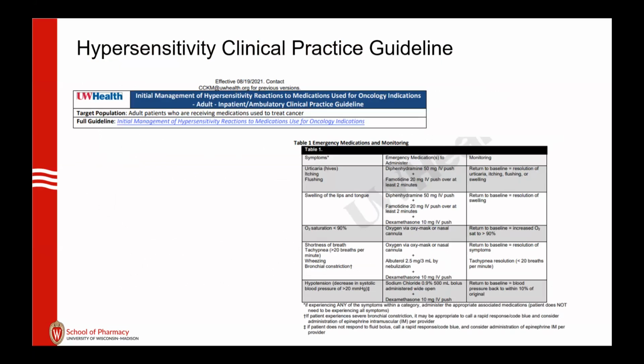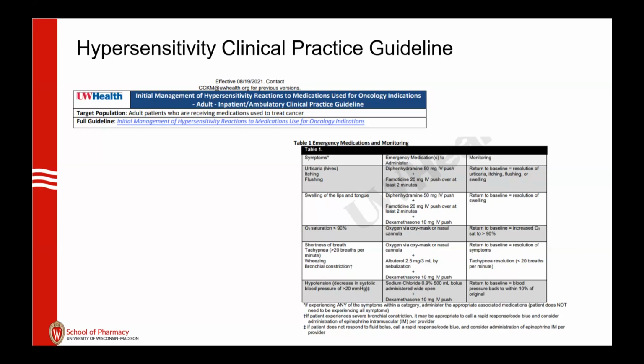So we do have a clinical practice guideline, and then the table one is something to really kind of keep handy. Generally it works very well. Once in a while, you'll have a symptom show up that's not on here, but these are by far the most common symptoms. And so for hives, you'd want to do Benadryl and famotidine. You wouldn't necessarily need albuterol and Dex for that, like you would for shortness of breath.